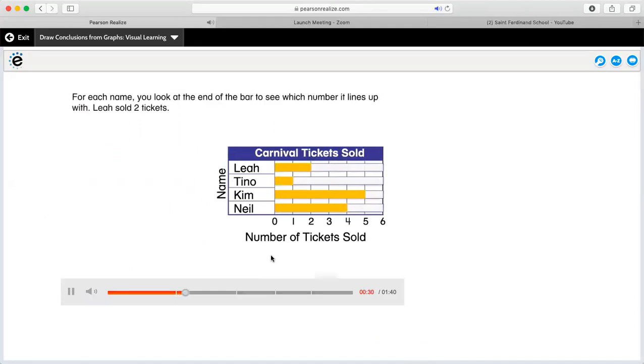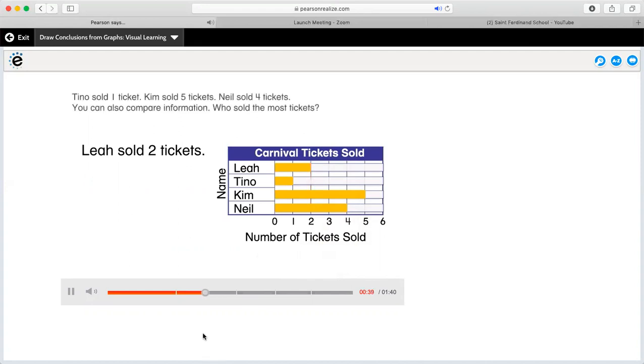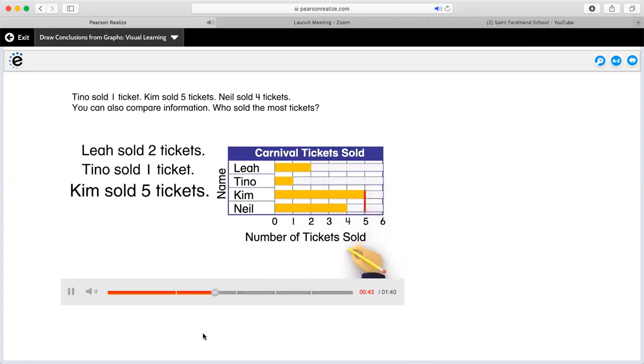For each name, you look at the end of the bar to see which number it lines up with. Leah sold 2 tickets. Tino sold 1 ticket. Kim sold 5 tickets. Neil sold 4 tickets.